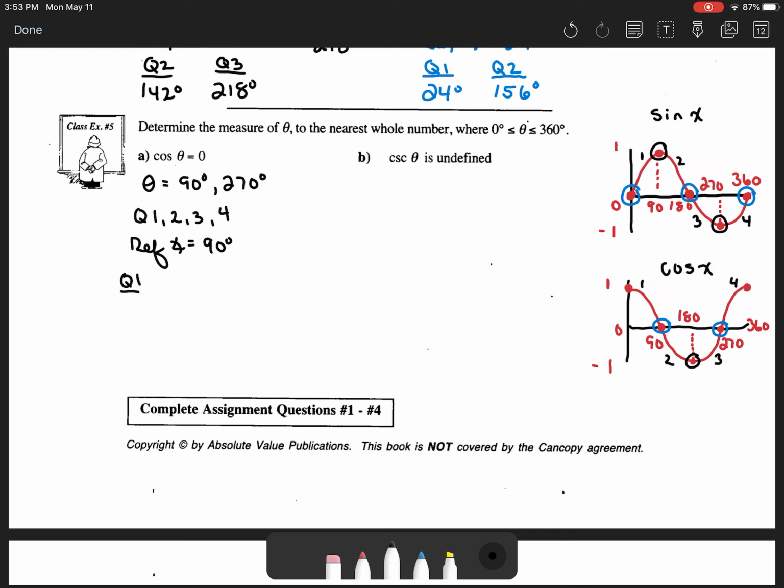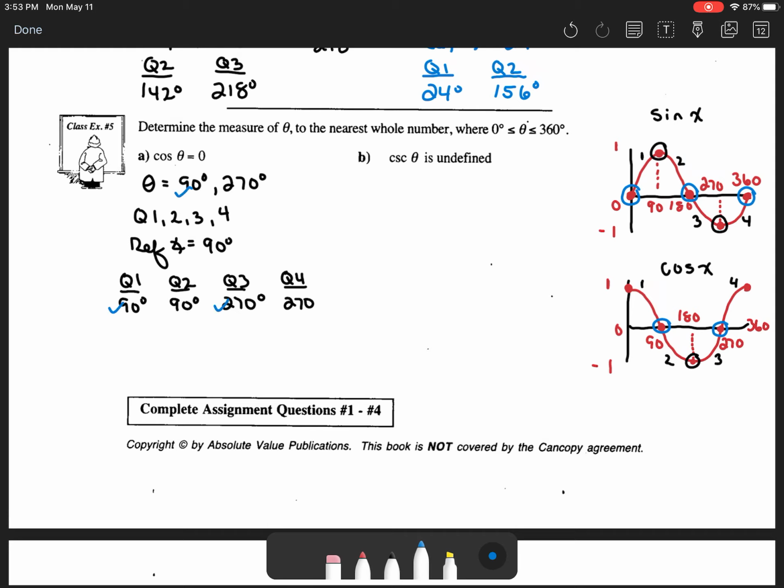Well, if I deal with that in quadrant 1, remember in quadrant 1 the reference angle and rotation angle are the same, 90 degrees. Quadrant 2, what would you do? 180 minus 90, well, that's 90 degrees. Go to quadrant 3, 180 plus 90, so that would give you 270. And then in quadrant 4, 360 minus 90, well, that's also 270.